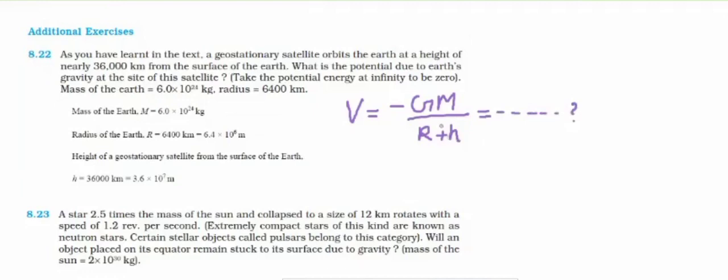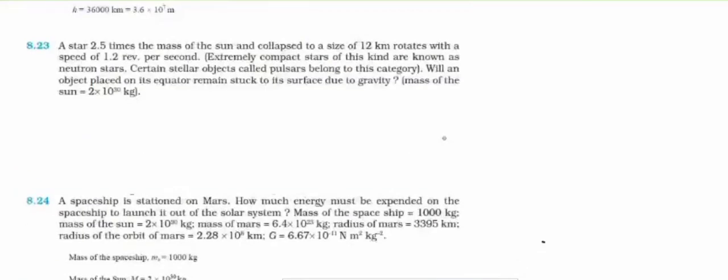Next, question 23. A star 2.5 times the mass of the Sun, that is 2.5 into 2 into 10 power 30, and collapsed to a size of 12 kilometers, rotates with a speed of 1.2 revolution per second. Revolution per second means it is frequency. Now, will an object placed on its equator remain stuck to its surface due to gravity?